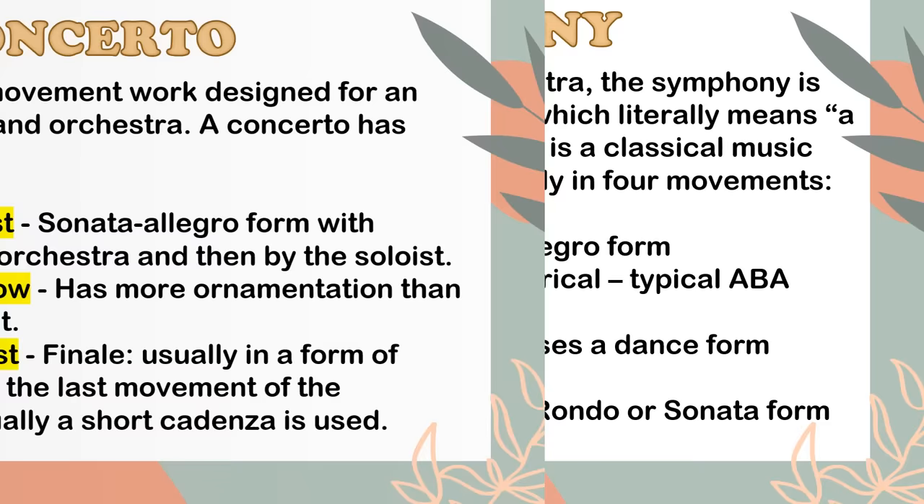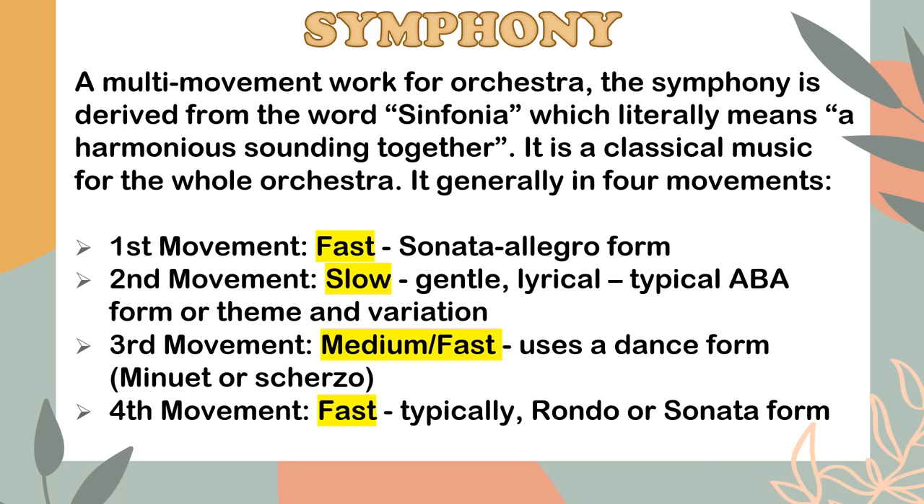Next is what we call symphony. This is a multi-movement work for orchestra. The symphony is derived from the word sinfonia, which literally means a harmonious sounding together. It is a classical music for the whole orchestra. It generally has four movements. First movement is fast, sonata allegro form. Second movement is slow, gentle, lyrical, and typically ABA form or theme and variation. Third movement is medium or fast, which uses a dance form which is minuet or scherzo. Fourth movement is fast, typically rondo or sonata form.